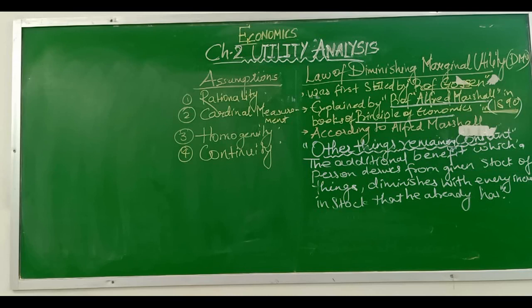Second one is cardinal measurement. Utility can be measured in numbers so that it is possible to know and compare utility derived from each unit of commodity. It helps in understanding the law.